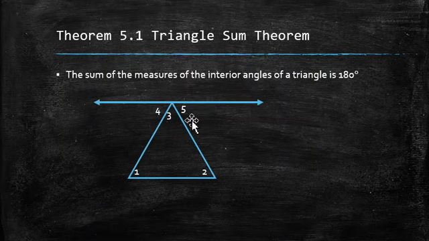Angle 3, 4, and 5 create a line, so these three angles should add up to 180 degrees. Using substitution, we can see that angle 1, 2, and 3 equals 180. Therefore, the degrees inside a triangle should equal 180.